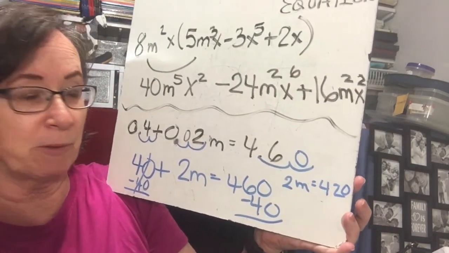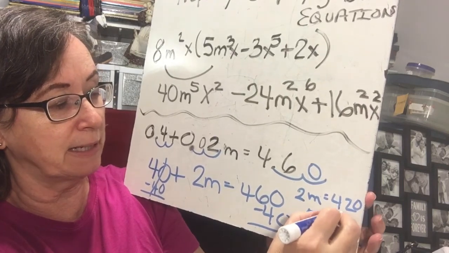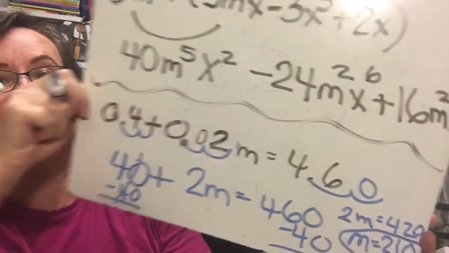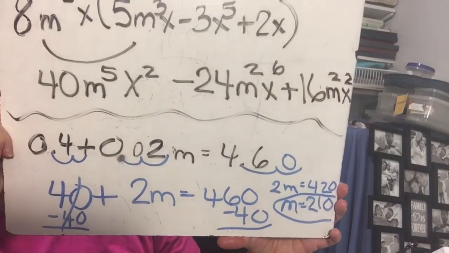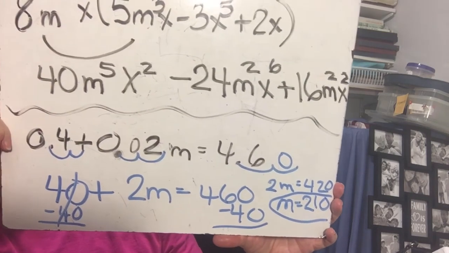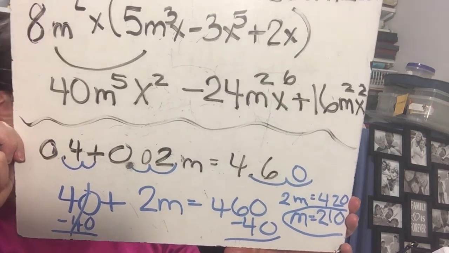So I need to divide both sides by 2. And I get m is 210. And that's the same answer you would have gotten if you had done it the other way. If you had done it just subtracting the decimals, you still would have gotten a 210.